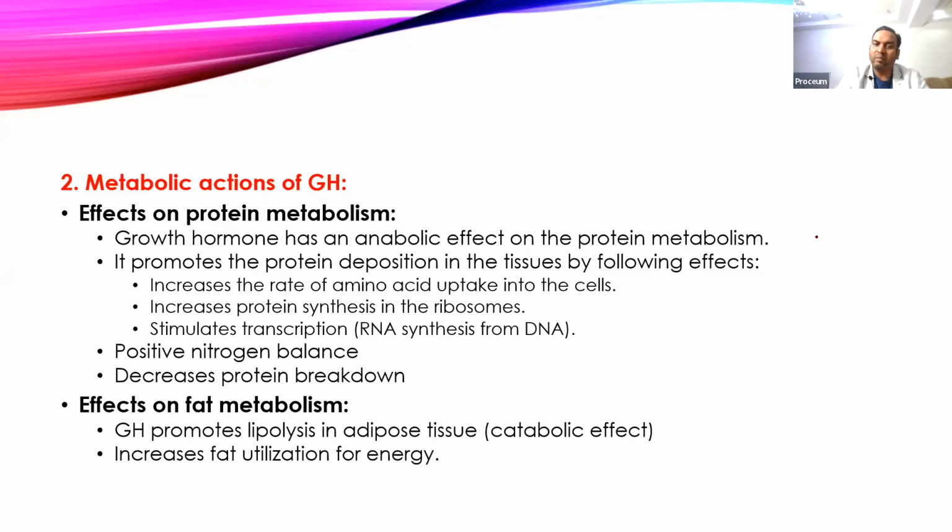Growth hormone has an anabolic effect on protein metabolism, that is, it increases protein synthesis. And how can it promote protein synthesis? By increasing the amino acid uptake by the cell. So amino acid absorption by the cell will increase, causing more protein synthesis in the ribosomes, and it also stimulates the RNA and DNA, so that more transcription will occur, more mRNA will form, and that mRNA will cause more and more protein synthesis. And this is how it will create a positive nitrogen balance. What is positive nitrogen balance? Protein input and output is measured in our body through nitrogen, because protein contains ammonia, that is the nitrogen part.